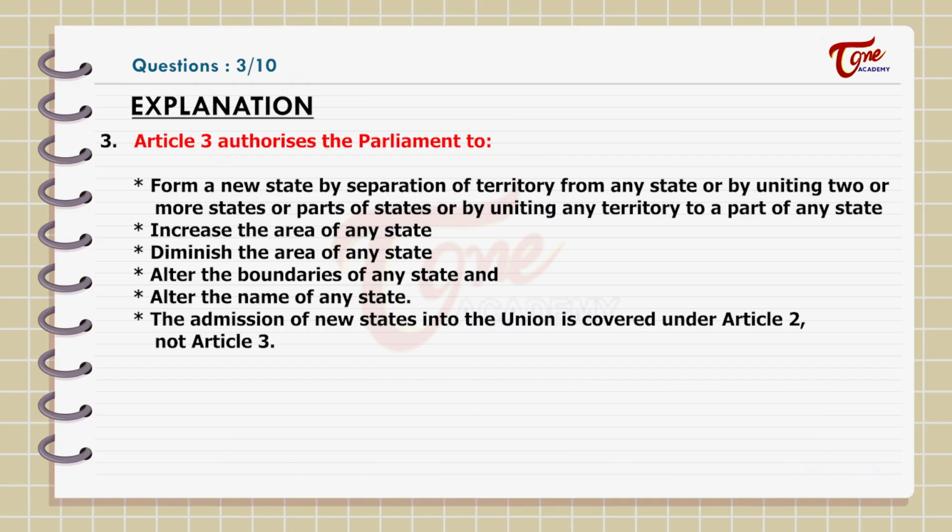Article 3 authorizes the Parliament to form a new state by separation of territory from any state, or by uniting two or more states or parts of states, or by uniting any territory to a part of any state. Increase the area of any state. Diminish the area of any state. Alter the boundaries of any state and alter the name of any state. The admission of new states into the Union is covered under Article 2, not Article 3.